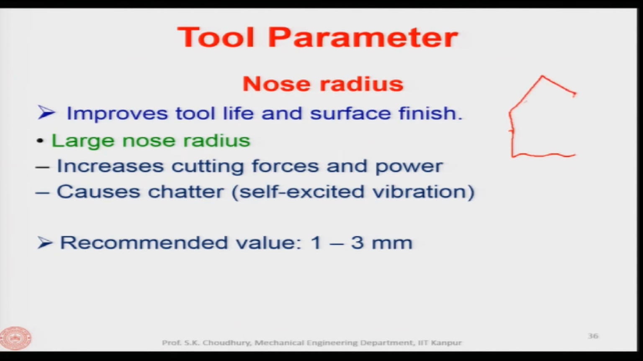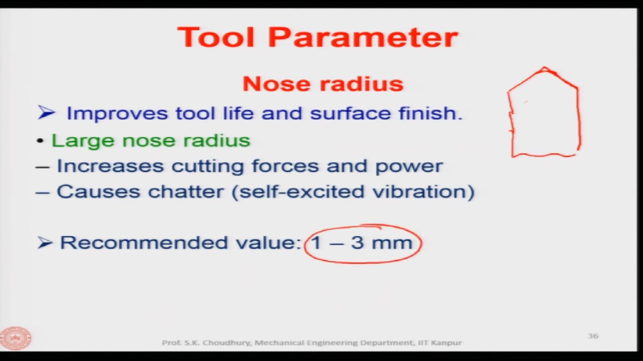Let us say this is that sharp tool. Around this, the stress concentration will be very high. Because of that, as the tool gets in contact with the workpiece, it can be crumbled or broken. Therefore, normally a certain tool nose radius is given so that this does not happen, and this is recommended to be between 1 and 3 millimeter.